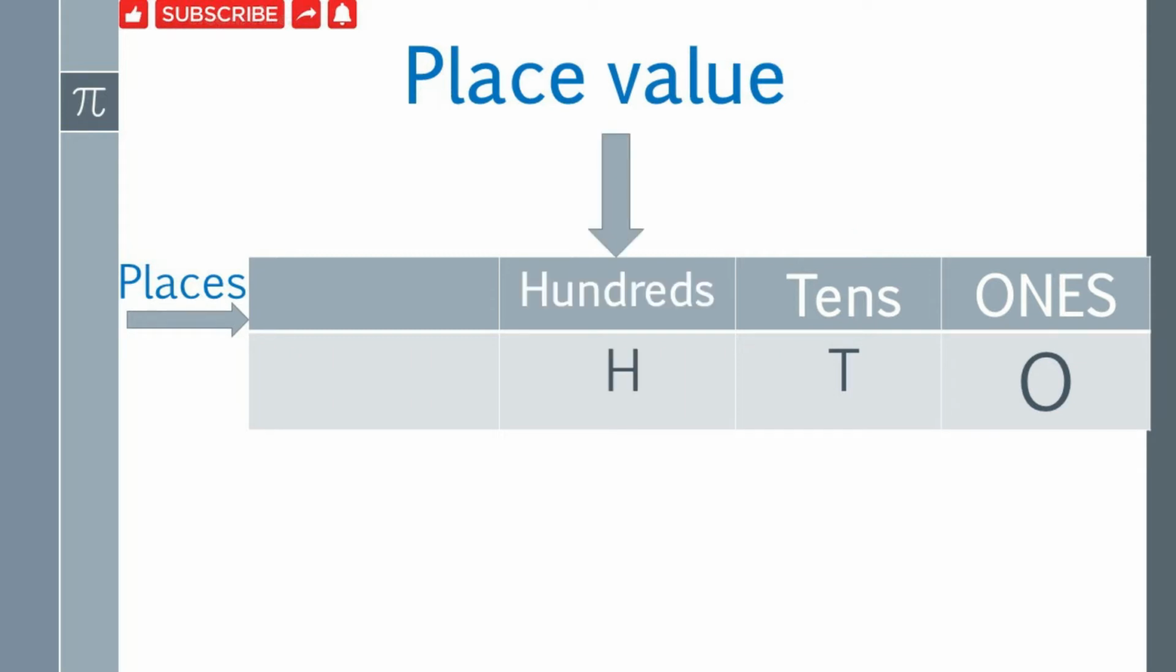Third place is hundreds place, which is denoted by H. It means 100 objects or 10 tens. Fourth place is thousands place, which is denoted by TH. It means 1000 objects or 10 hundreds.